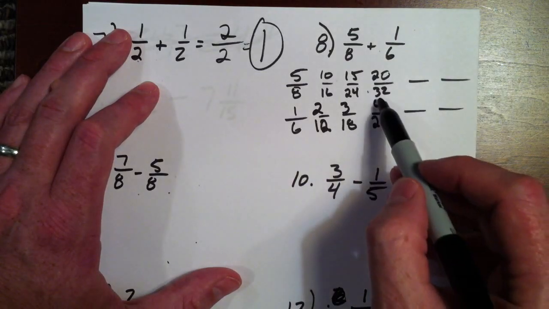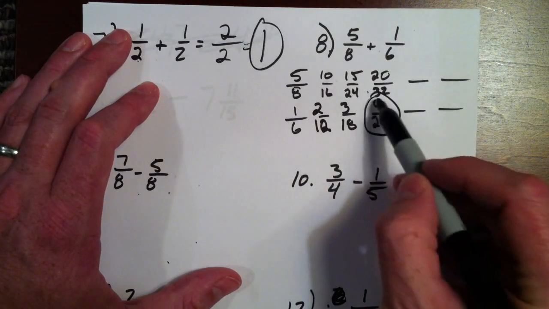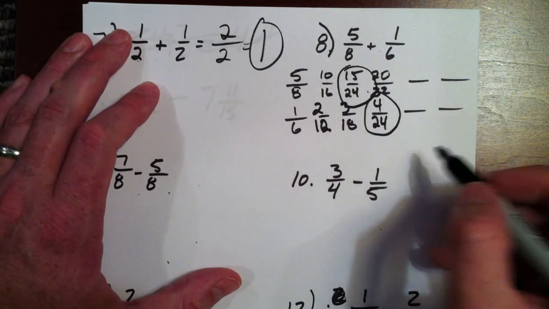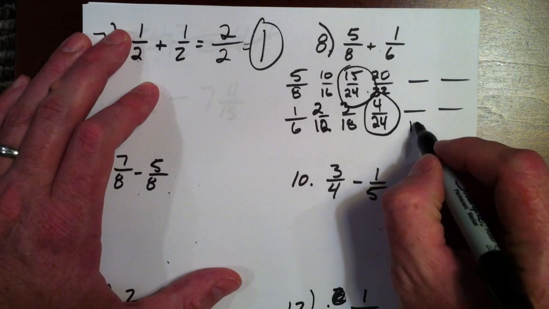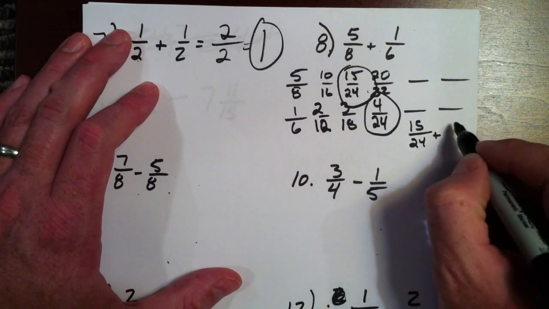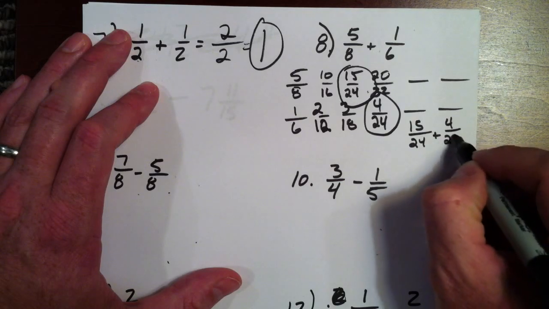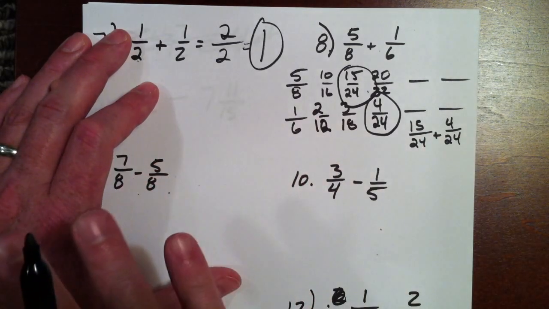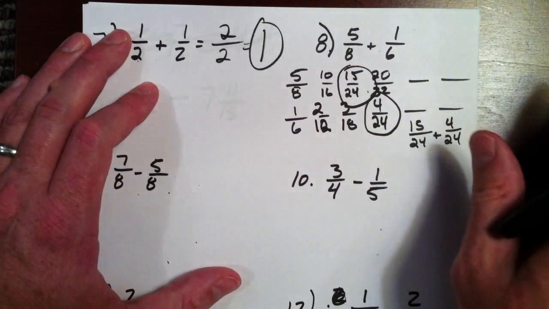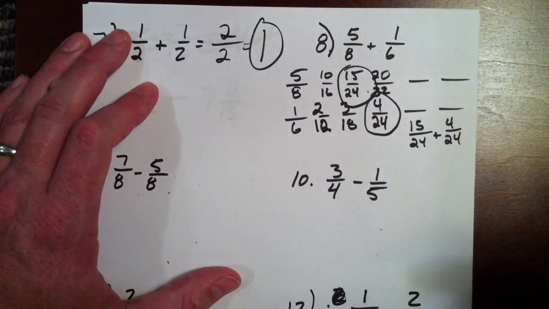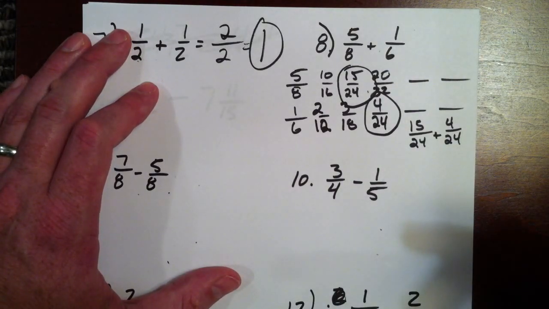So now my new problem is 4 over 24 plus 15 over 24. All right, well, let's reline that up: 15 over 24 plus 4 over 24. I have a common denominator. Now I don't have to worry about the math on the bottom at all. I'm done with the bottom. The bottom is going to be 24 regardless, unless I, of course, reduce it.